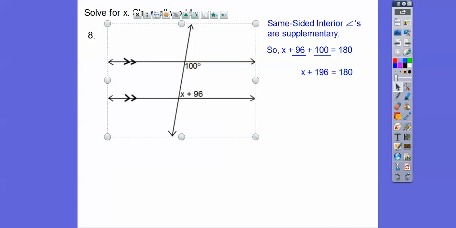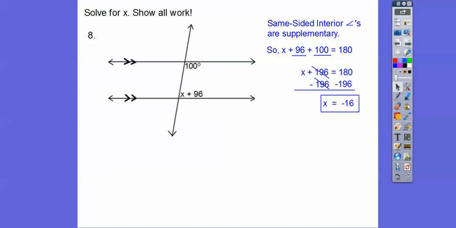Sorry, I'm thinking ahead here. Sorry about that. Let me paste that back right there.